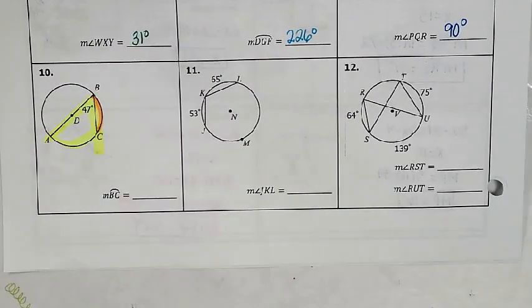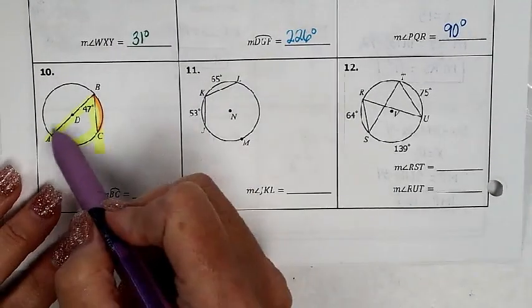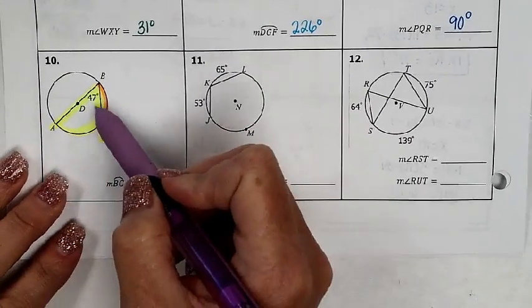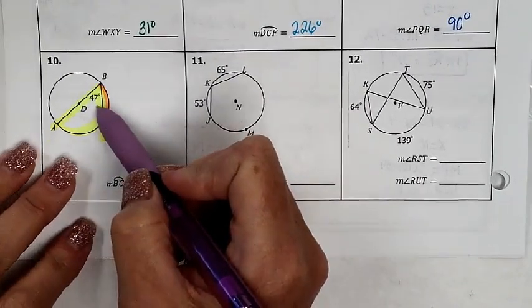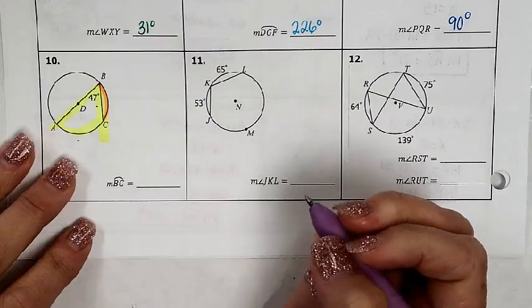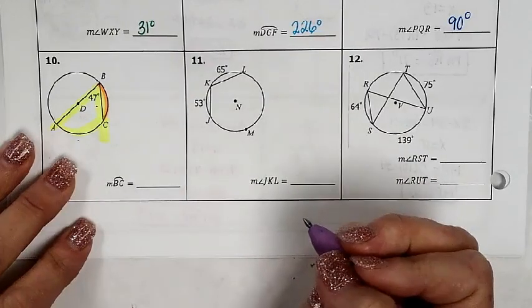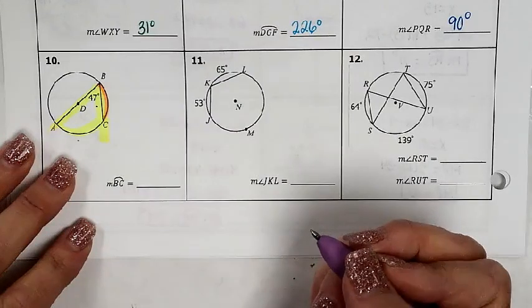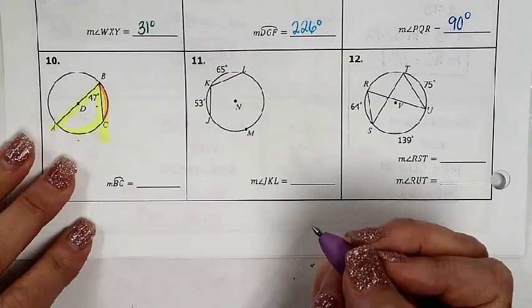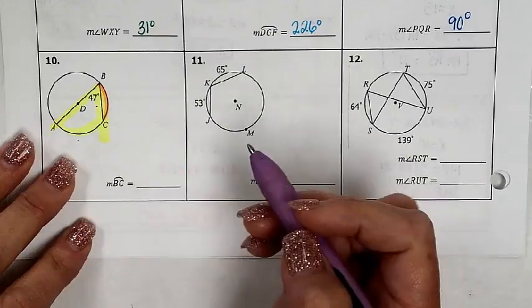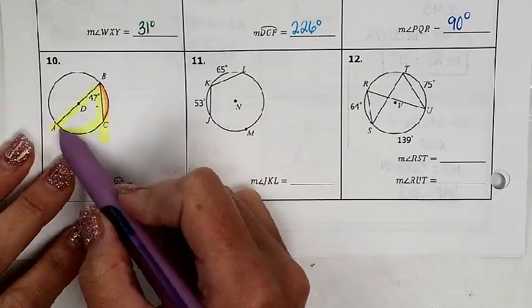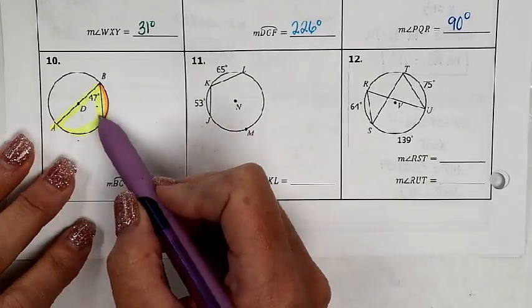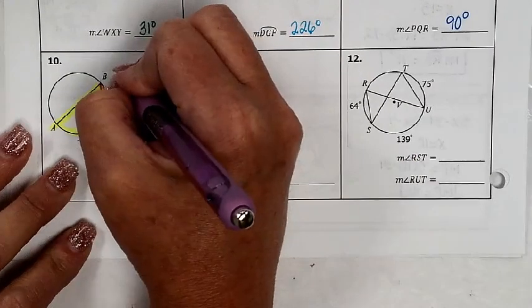If the angle is 47, what do I have to do to that to find the measure of the arc? Is it half or double? Do I need to half the 47 to find arc AC or double it? Double it. I need to double it. So 2 times 47 is 94. So this is 94 degrees.